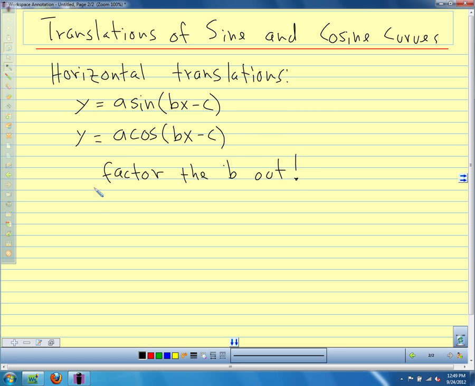So I'm going to rewrite these as y equals a sine, and I want the b out here. And I factor that b out, so I get b times x minus c over b. When I factor b out of here, I have to divide it by b. And for the cosine, I would have y equals cosine b times x minus c over b.